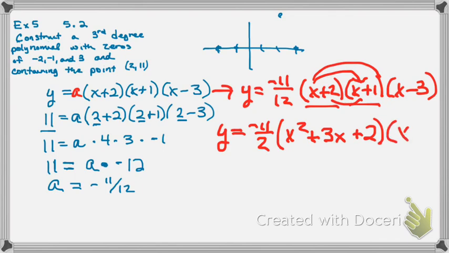And then I still have this x minus 3 on the end. Everybody okay with that? You have 11 halves. Oh, 11 twelfths. Thank you. Everybody okay with that?